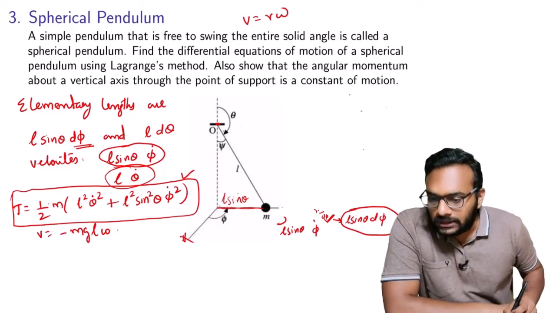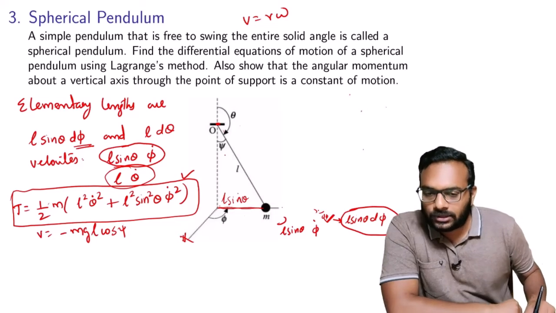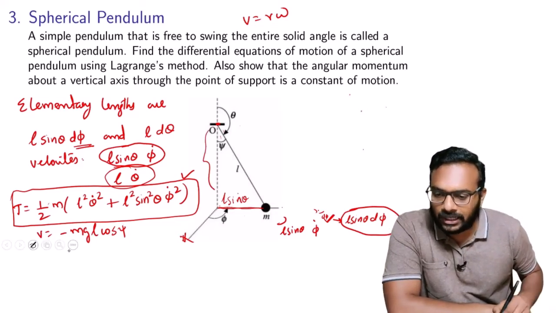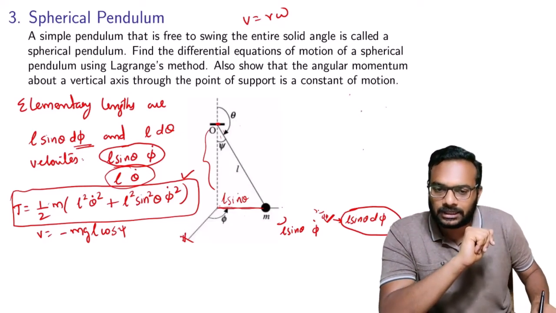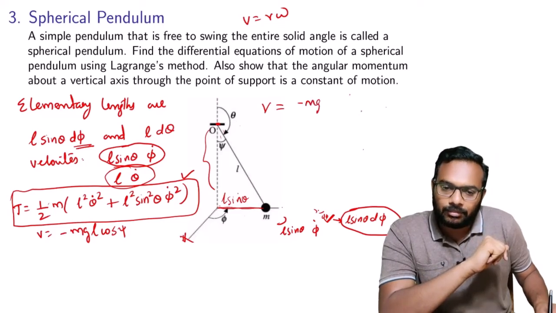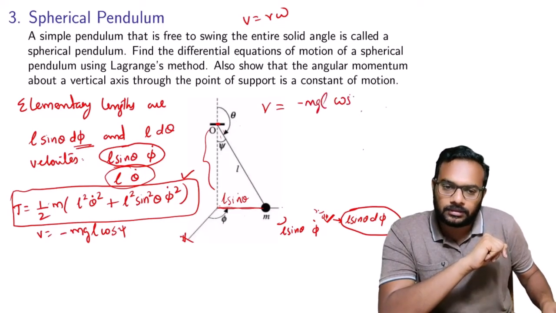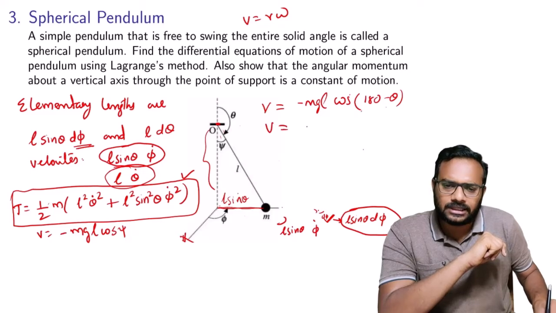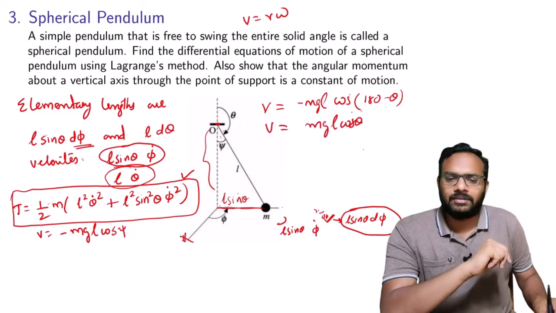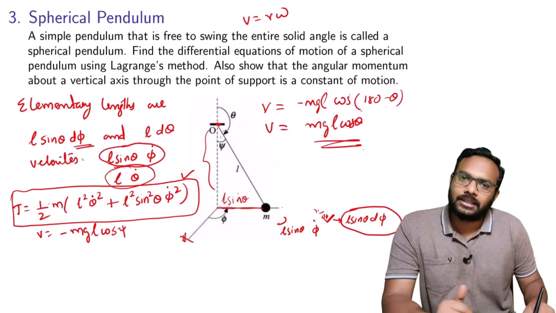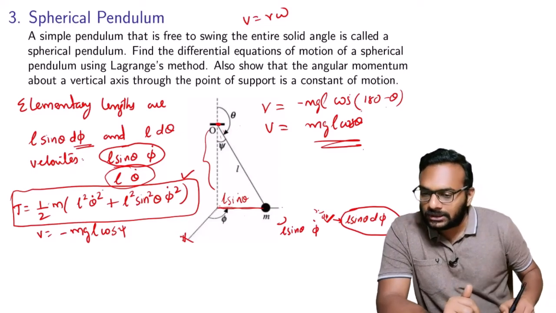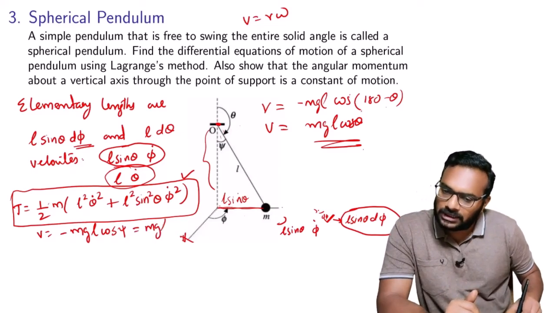We have to be careful. It's minus mgl cos psi, not cos theta, because this is the angle we are taking. We can write it in terms of theta because we chose theta as the generalized coordinate. You see that this psi is actually 180 minus theta, so V is equal to mgl cos theta. We are taking the height from here, so it's not minus mgl cos theta but mgl cos theta.